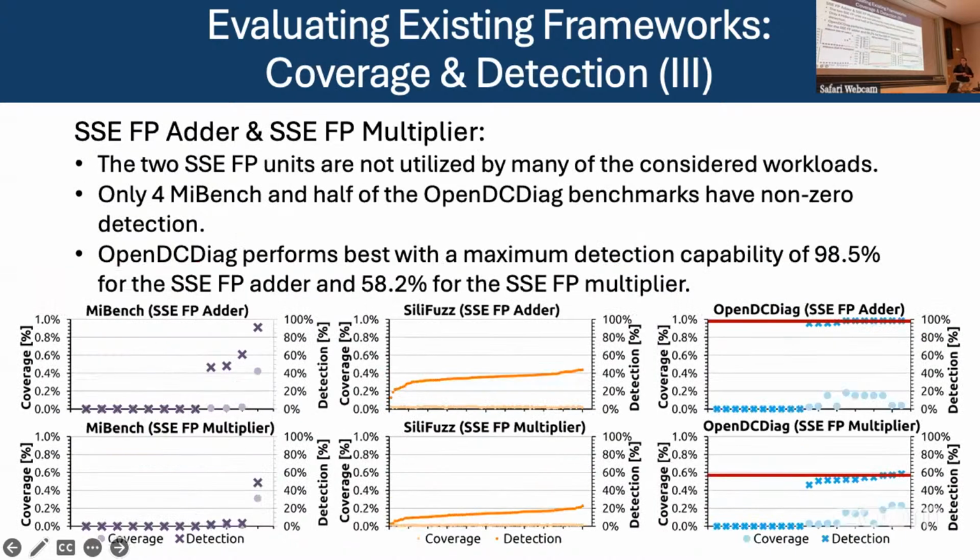And now finally, we have SSE floating point. So we can see that those units are not heavily utilized by many of the considered workloads, and only MeBench and half of the OpenDCDAC benchmarks have non-zero detection. OpenDCDAC performs best with maximum detection for the SSE FP adder of 98.5, whereas for the SSE FP multiplier it's only 58.2.